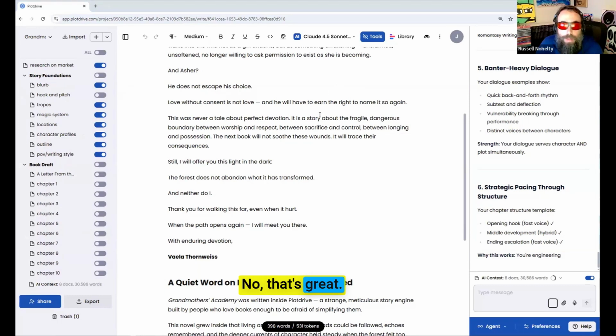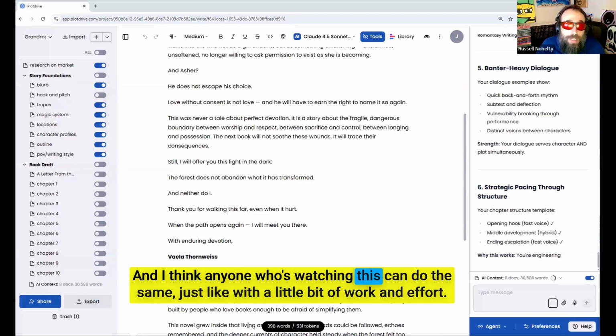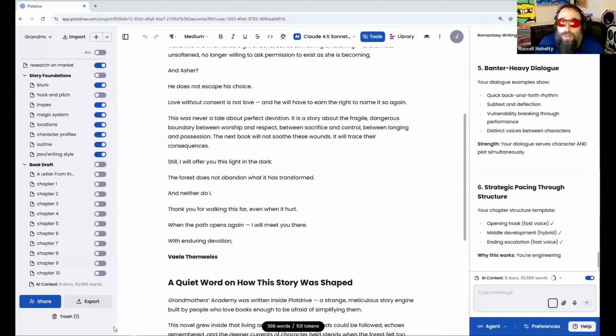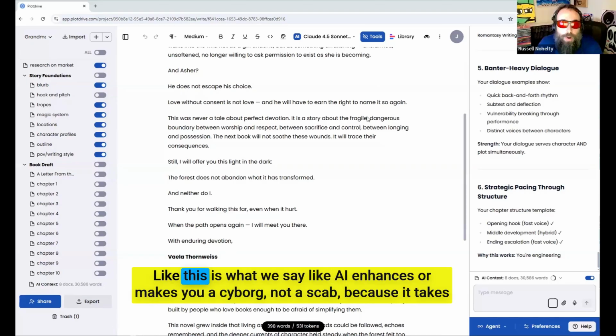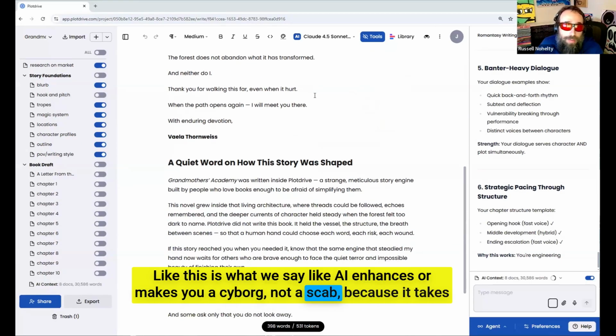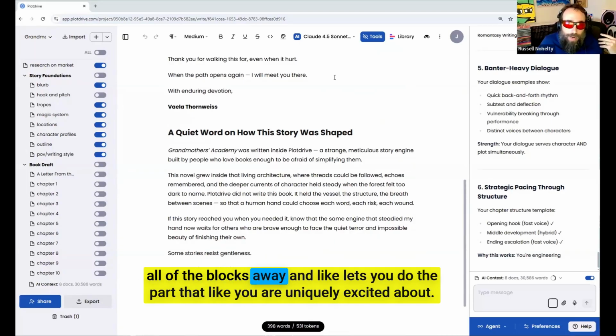No, that's great. Great job. I love it. It's incredible. And I think anyone who's watching this can do the same, with a little bit of work and effort. Yeah, I totally agree. This is what we say: AI enhances or makes you a cyborg, not a scab, because it takes all of the blocks away and lets you do the part that you are uniquely excited about.